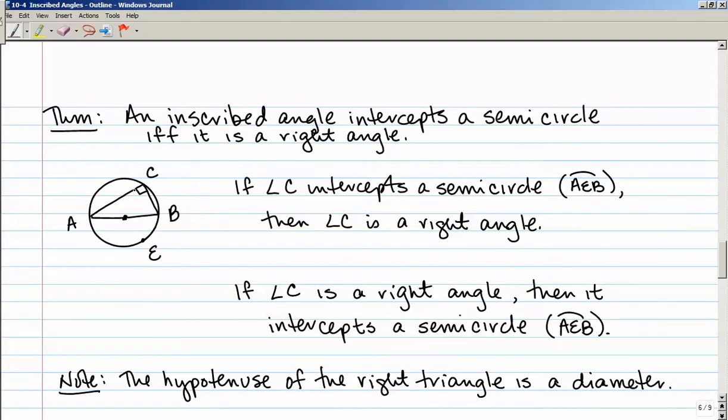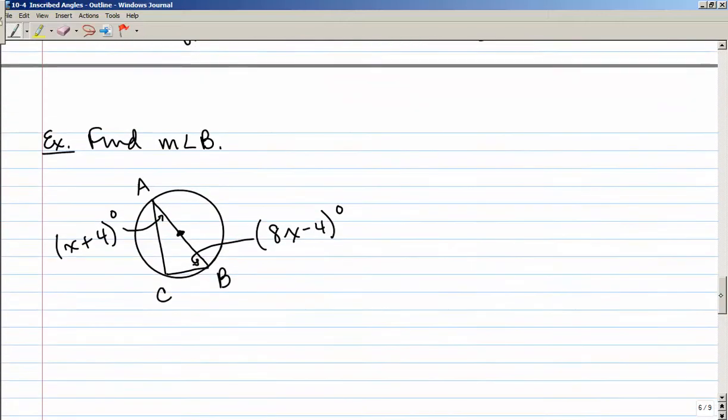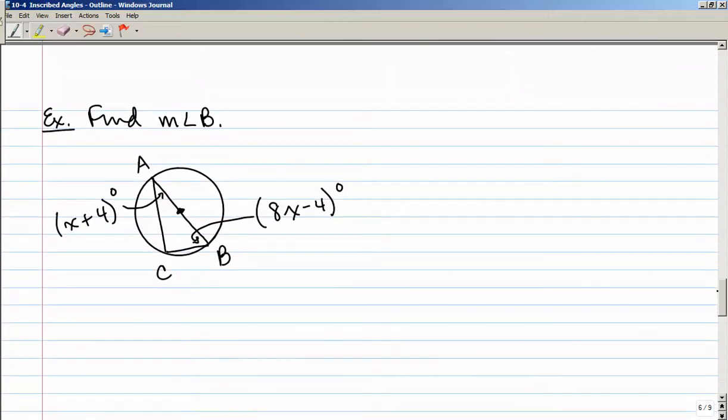Notice that when you draw this out, the hypotenuse of the right triangle is actually a diameter, and that can be very helpful in solving some problems. Let's take a look at an example of that. So this one says find the measure of angle B, and we're given triangle ABC inscribed inside the circle, and angle A is x plus 4, angle B is 8x minus 4, and I notice that AB is a diameter because it goes through the center here.